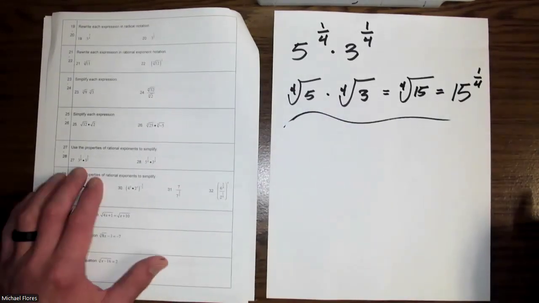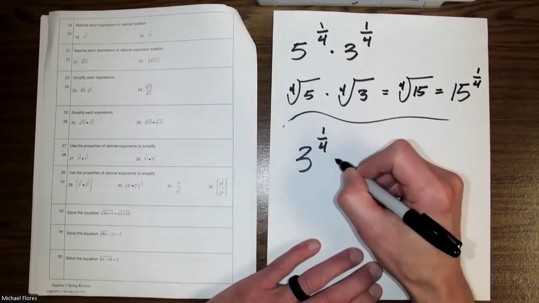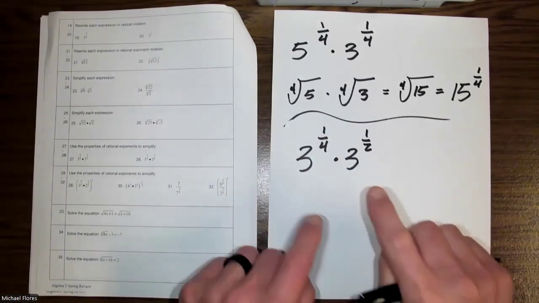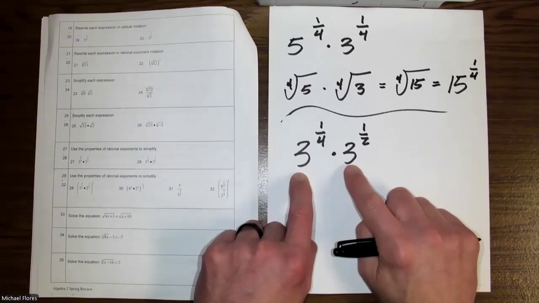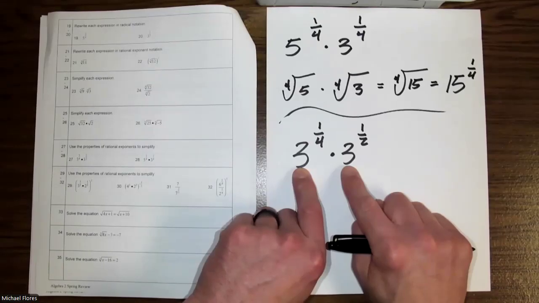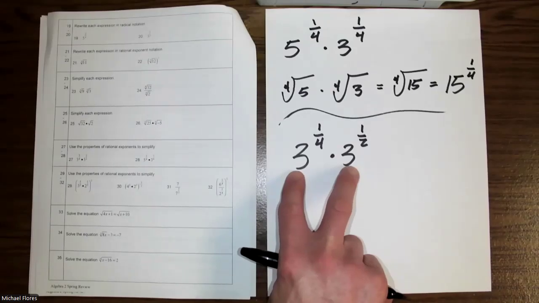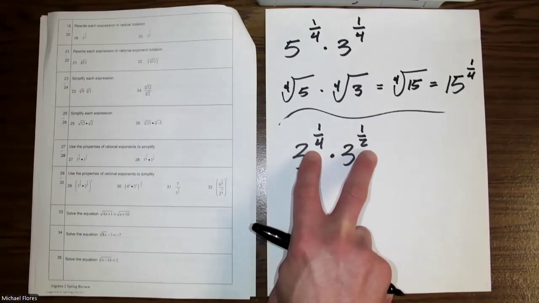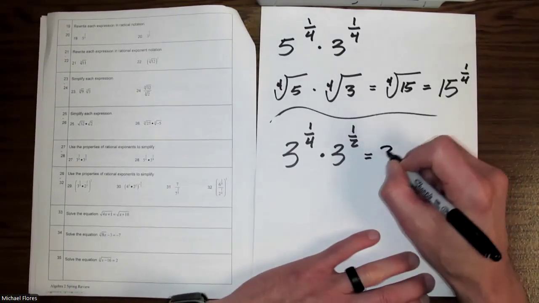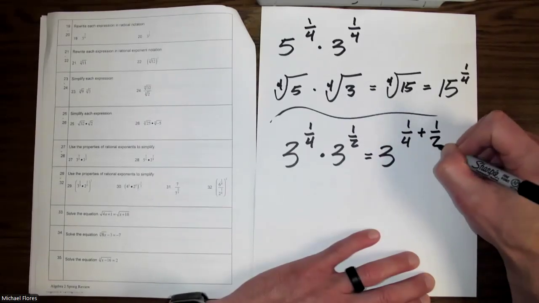Okay, now let's go back and take a look at 27, where we have 3 to the 1/4 times 3 to the 1/2. Now we cannot multiply these numbers like we did the previous problem because now we have different exponents, but the bases are the same. So we're going to apply our law of exponents here. If we're multiplying a problem that involves exponents, we add the exponents. So we're going to do 3 to the 1/4 plus 1/2.